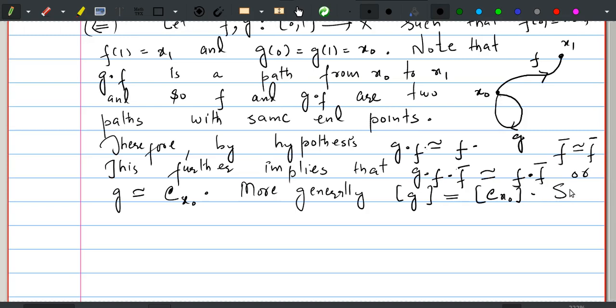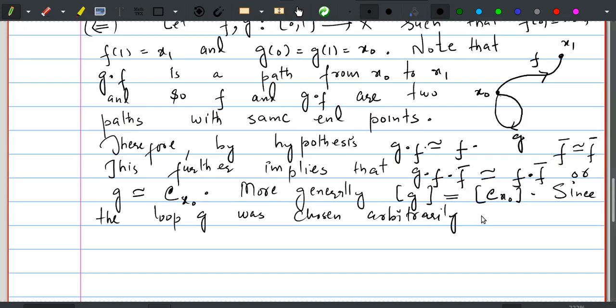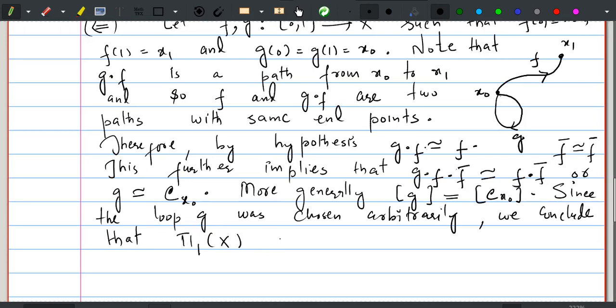So since the loop G was chosen arbitrarily, we conclude that this fundamental group of X is trivial.